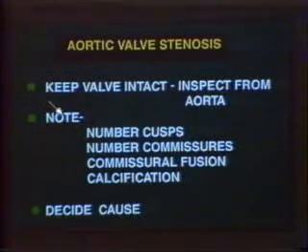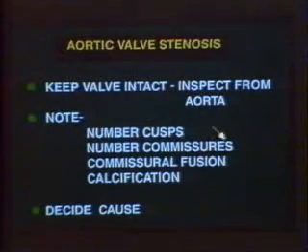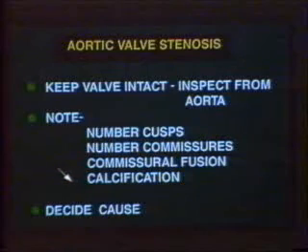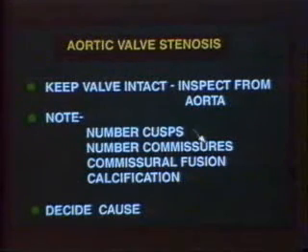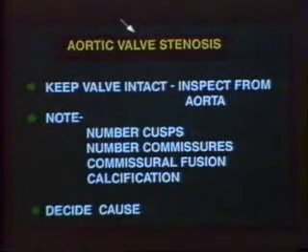The things we take into account are the number of cusps, the number of commissures, the presence or absence of commissural fusion, and the presence and the degree of calcification. Once we have put all these variables together, we try to come up with a cause for the stenosis. And I will follow these steps with you with every single valve we're going to look at.